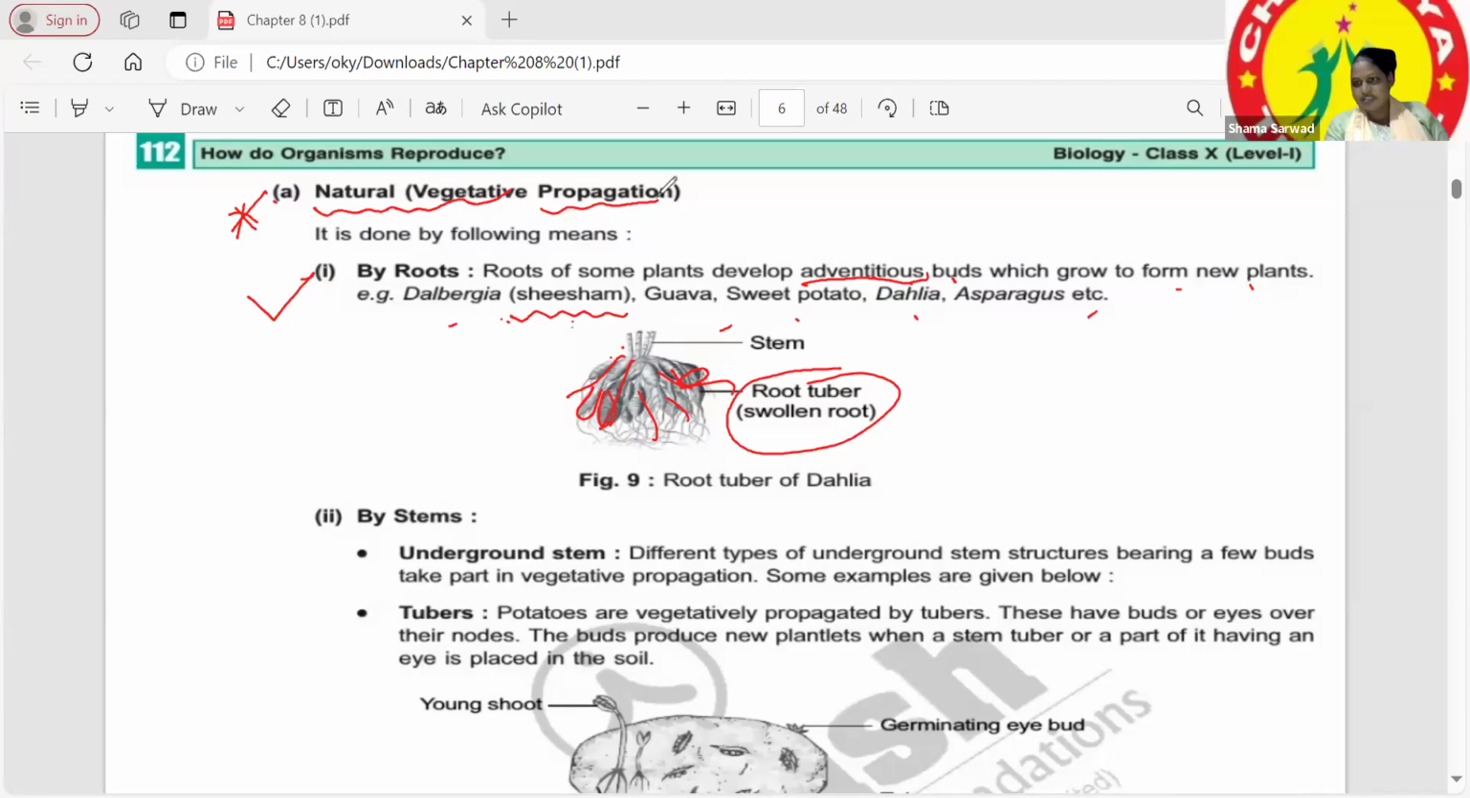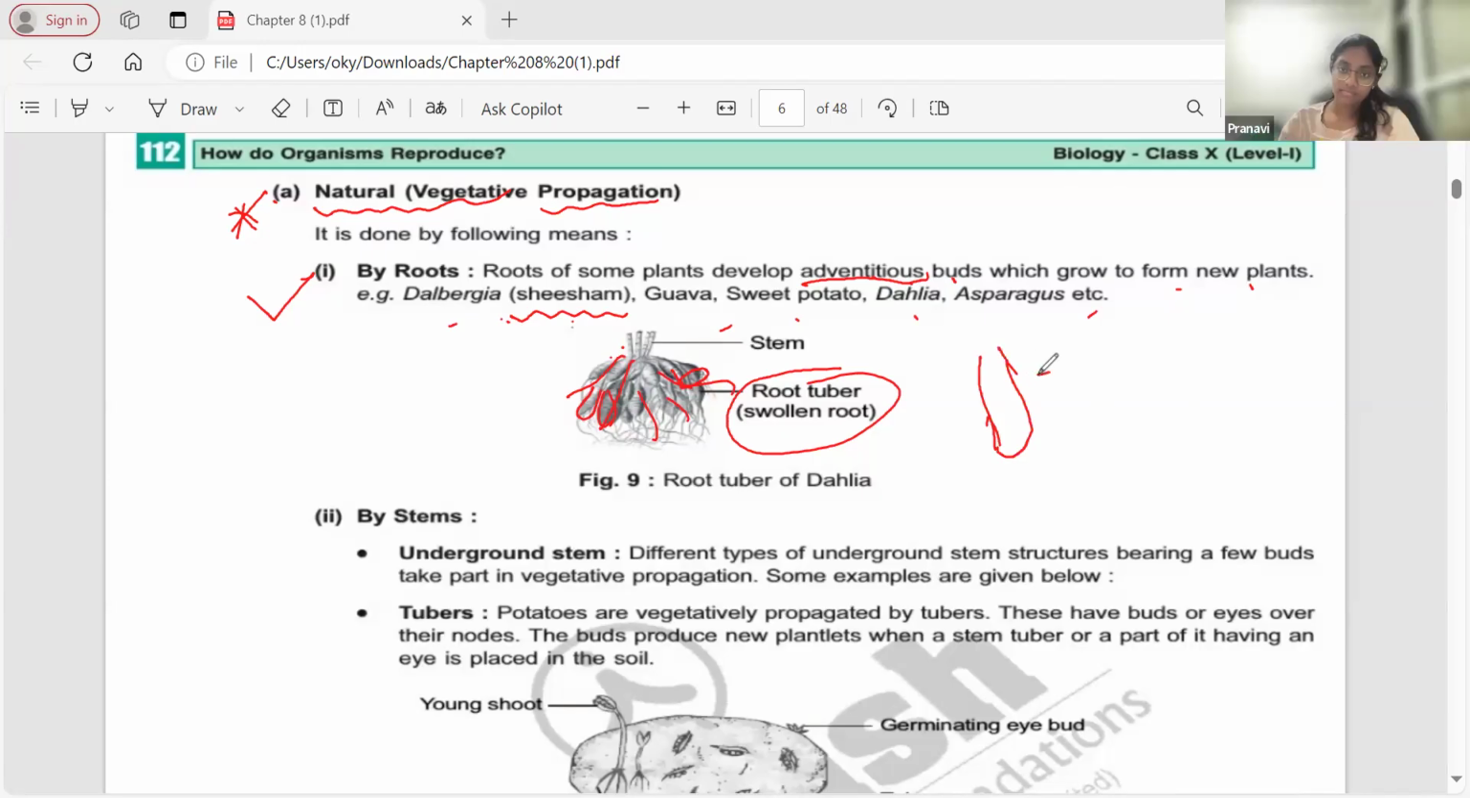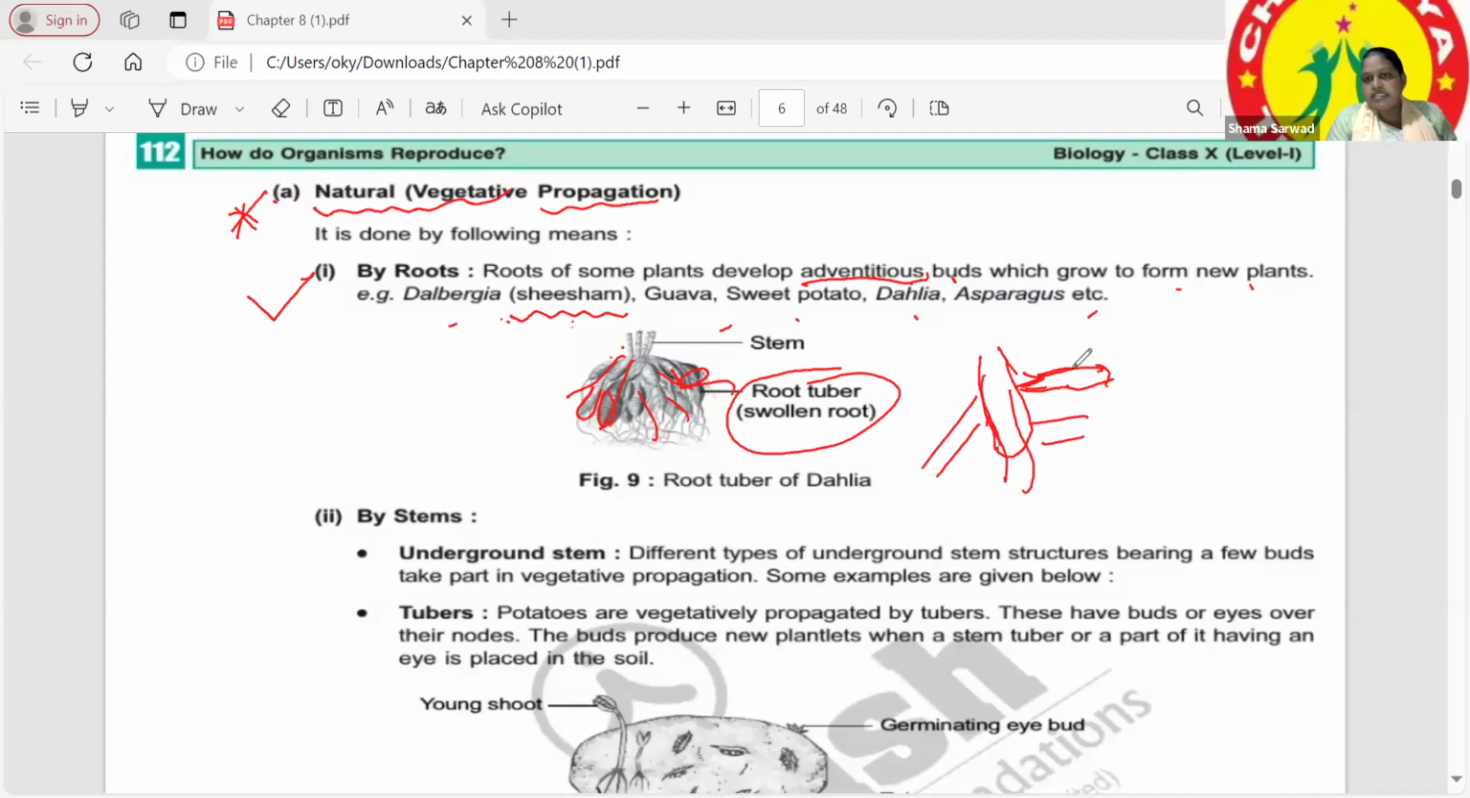Your question is about the dispersion, right? I'll let you know what happens exactly. Suppose this is the root of your original plant. This will be the bud on it. This is a bud, and this is your original plant's root. So what happens once this bud gets mature and is capable enough to grow by itself?